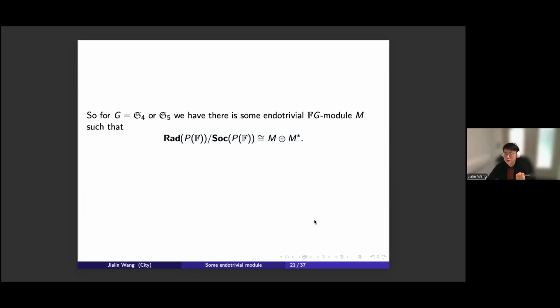And in fact, this should be the case for S4 and S5, because the order of S5 is 5 factorial, but the p part, the 2 part, is still 8. So the Sylow 2-subgroup of S4 will be a Sylow 2-subgroup of S5 as well. So S5 also has a dihedral Sylow 2-subgroup. So S5 will also have this other endotrivial module M, which comes from the heart of PF.